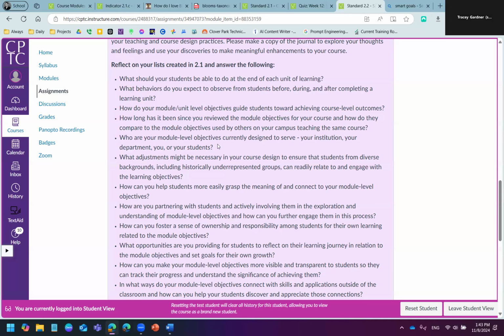That's what I do try when I'm writing mine, to say, well, what do I need the students to be able to do? And really what that means is, what does industry need them to be able to do?